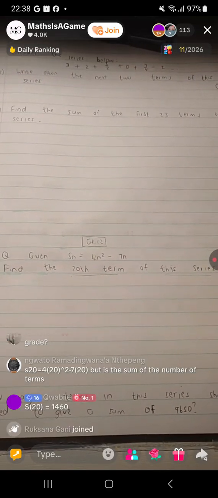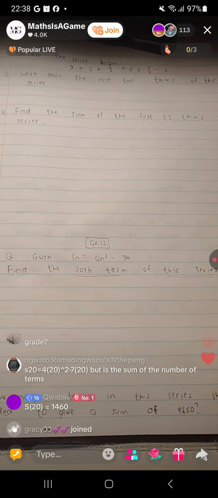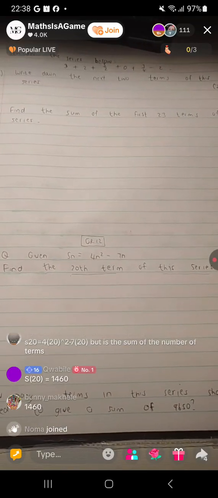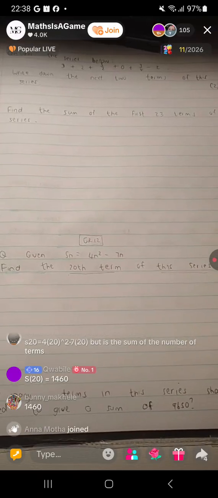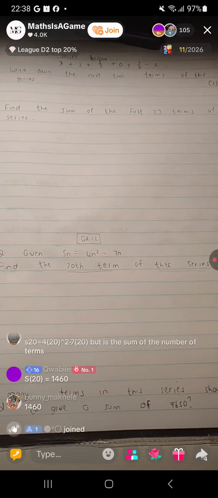Find the 20th term of this series. 1 minute and 30 seconds have passed. You are left with 1 minute and 30 seconds more. Find the 20th term of this series.